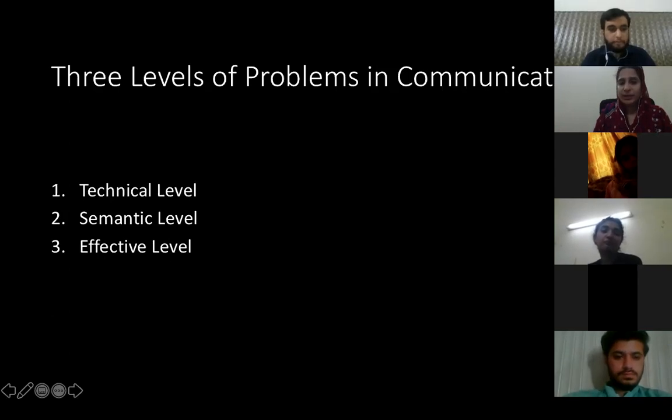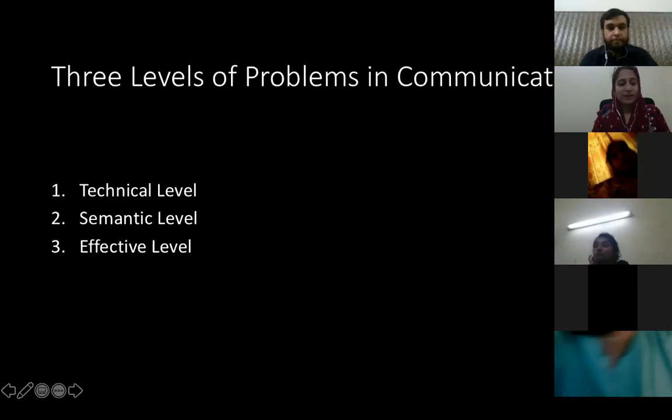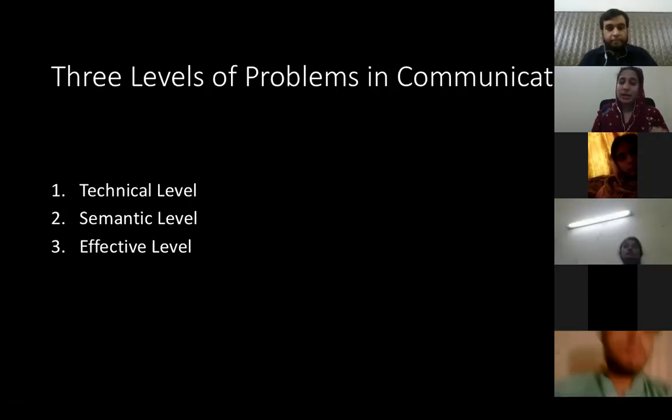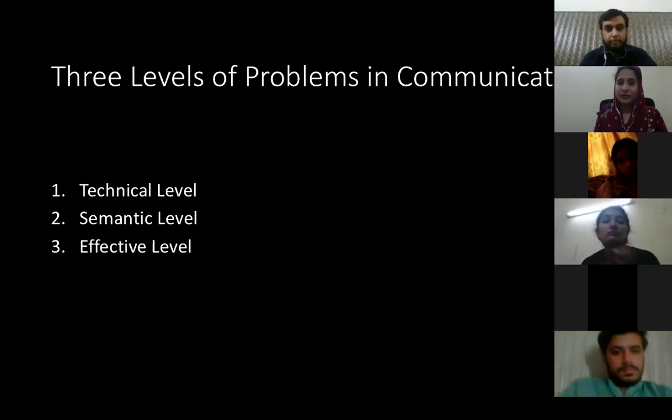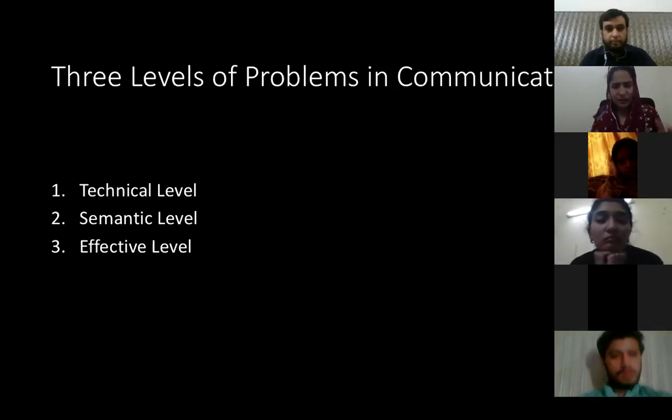Let's move on to the third and last problem. It's the effective level. What is effective communication? Always remember, an effective communication is a kind of communication where 100% understanding is done. Whatever I'm saying, you are understanding it 100%. This is an ideal form of communication, and many times it does not happen.